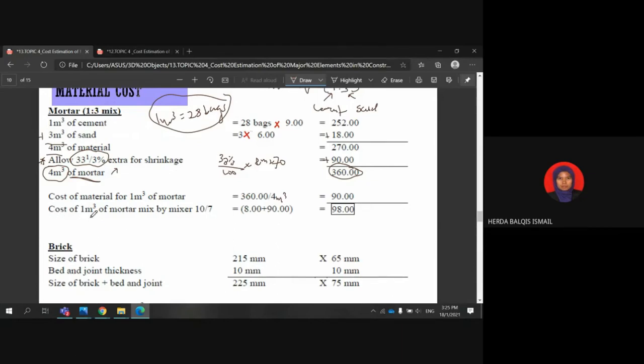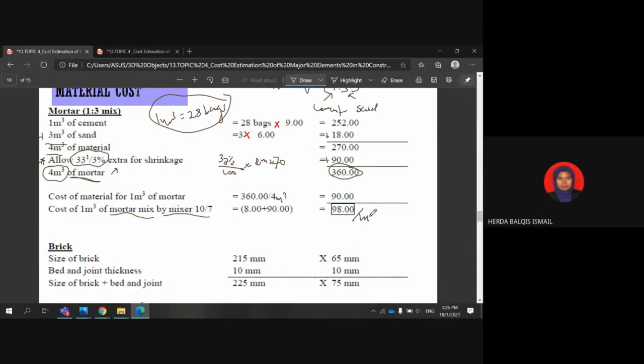Thus the cost of 1 cubic meter of mortar mix by mixer. In this case the mortar is made by using a machine. So the mixing cost is RM8 per cubic meter, and the materials which you need to put into the mixer are RM90 per cubic meter. So the total cost of mortar mixed by mixer is RM98 per cubic meter.